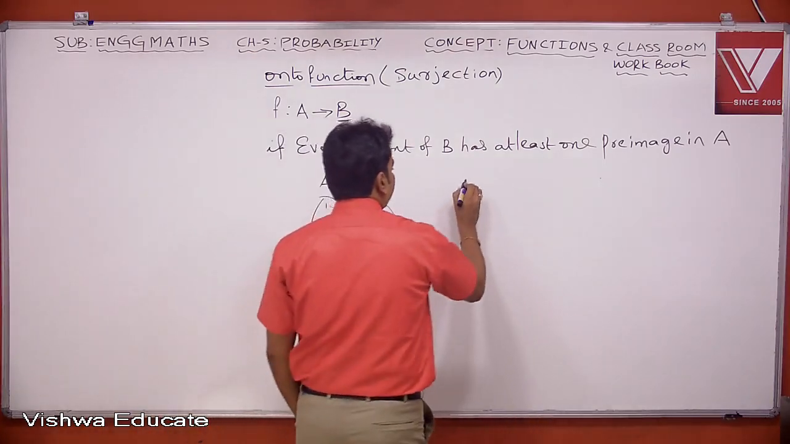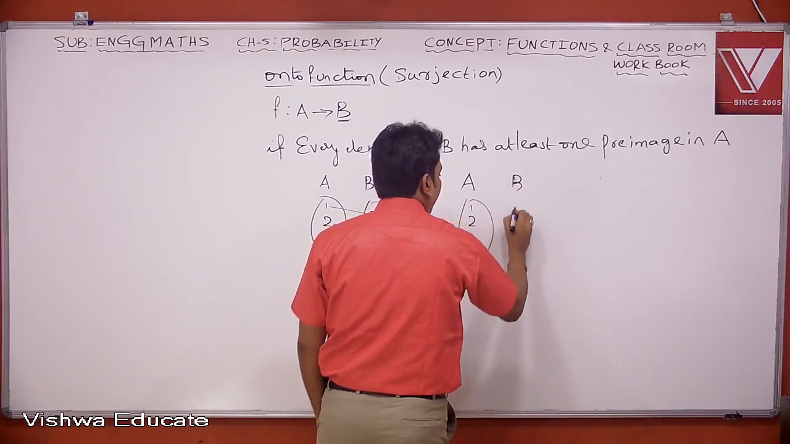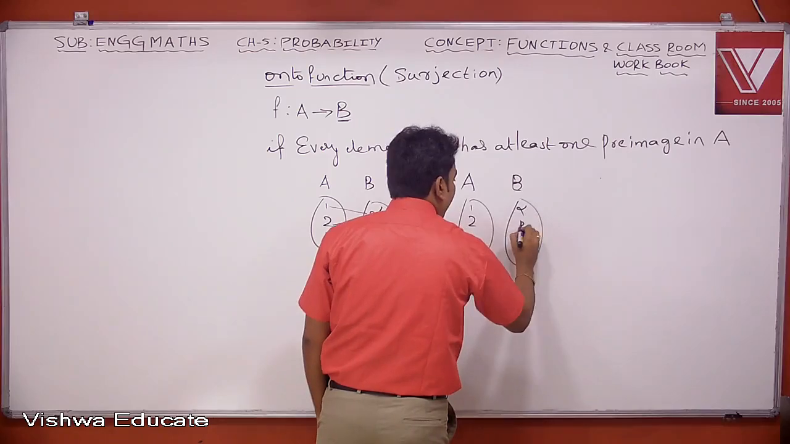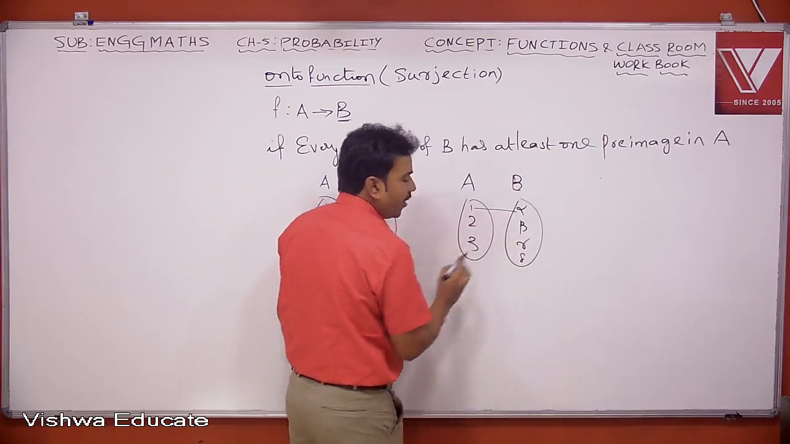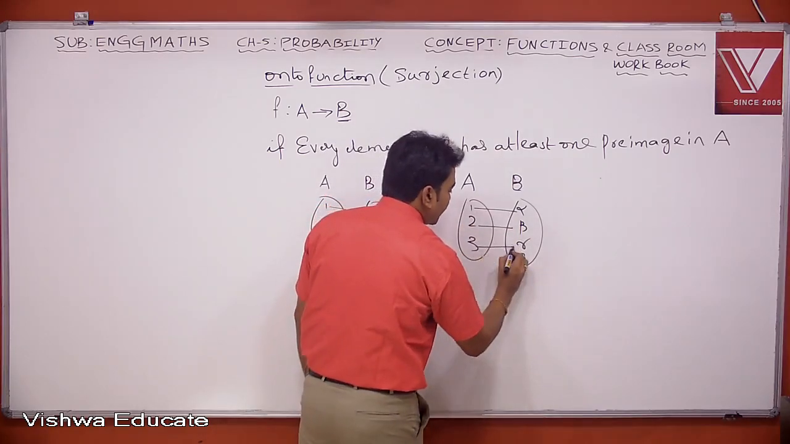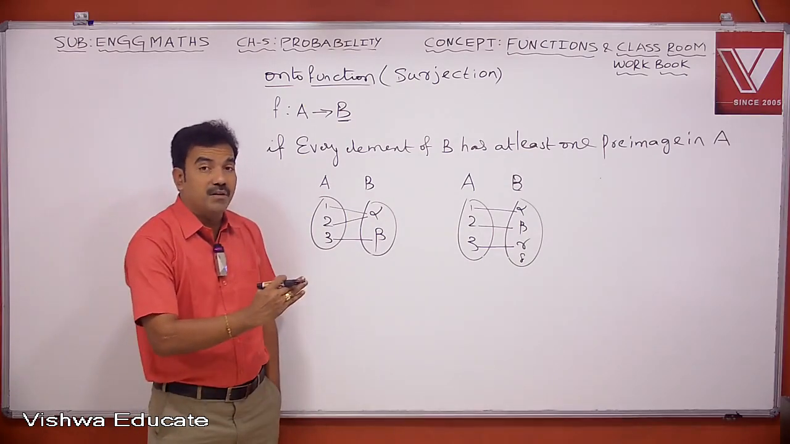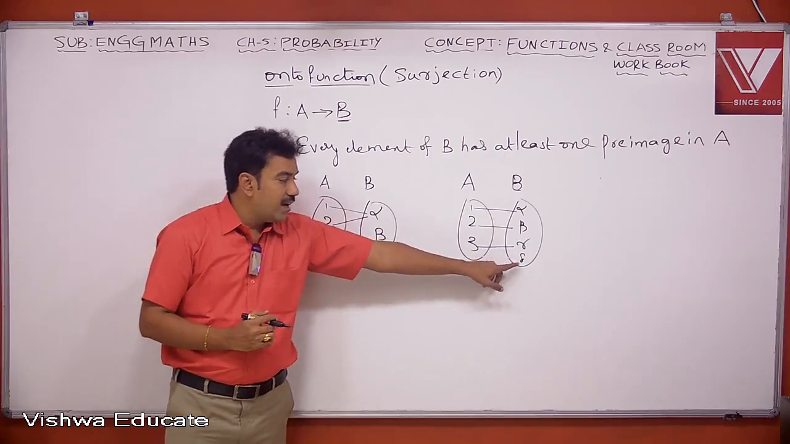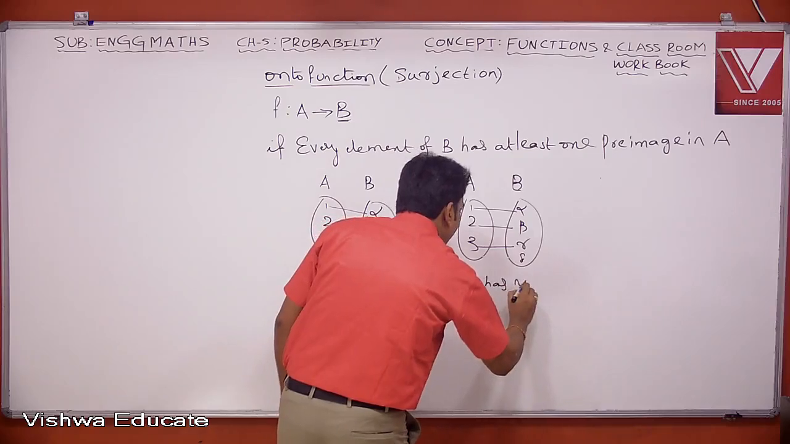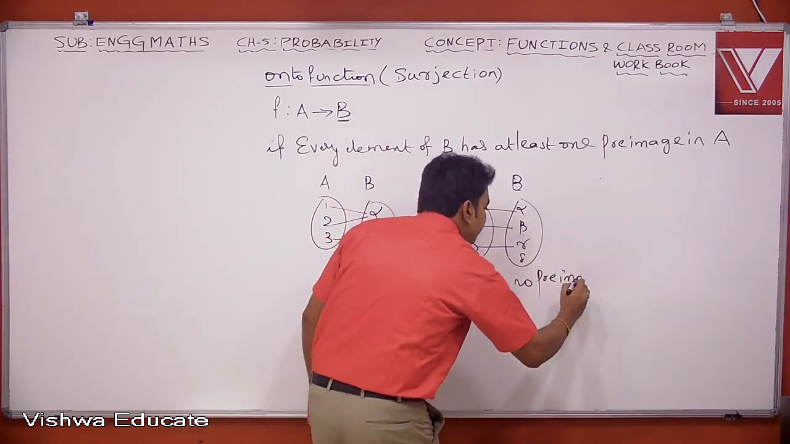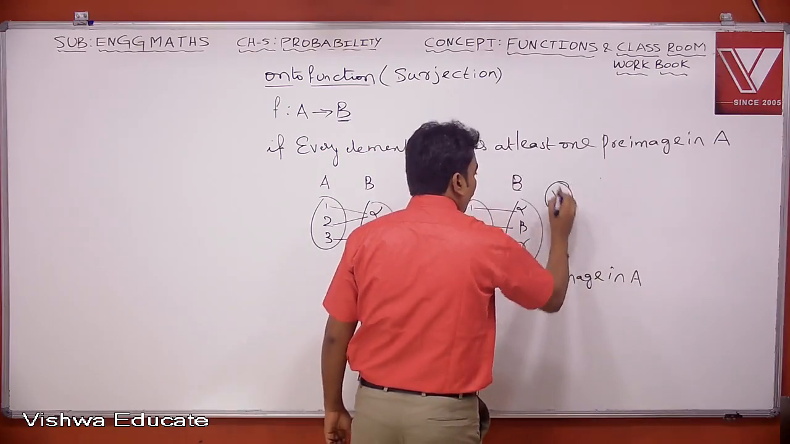Suppose the first set contains, for example, 1, 2, 3. Second set contains, for example, alpha, beta, gamma, and say, for example, delta. Now, image of 1 is alpha, image of 2 is beta, image of 3 is gamma. So, in the worst case, 3 elements can be mapped to 3 different elements of the second set. But in this case, delta is left out. So, therefore, in this case, delta has no preimage in A. Therefore, this is not an onto function.